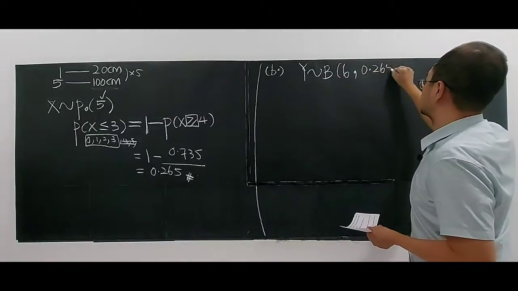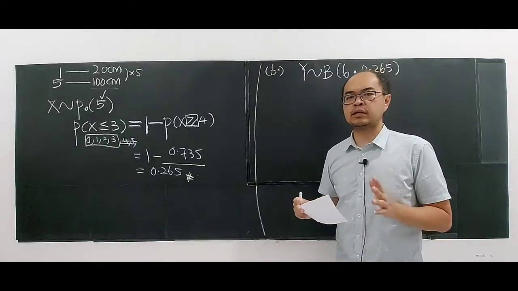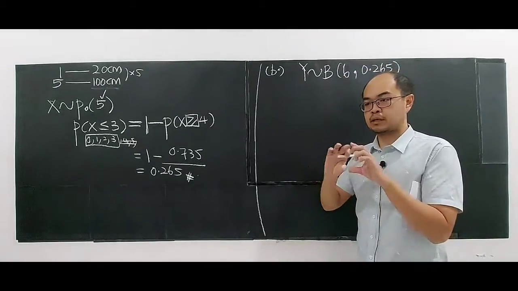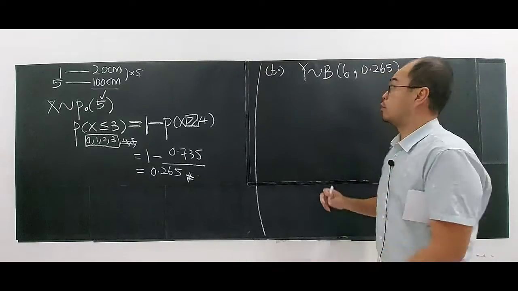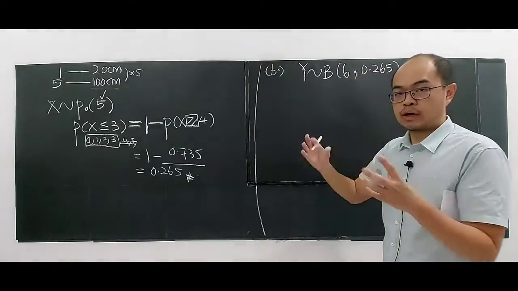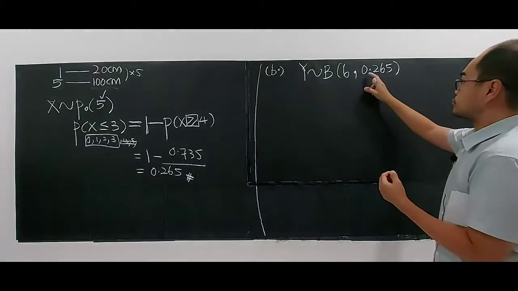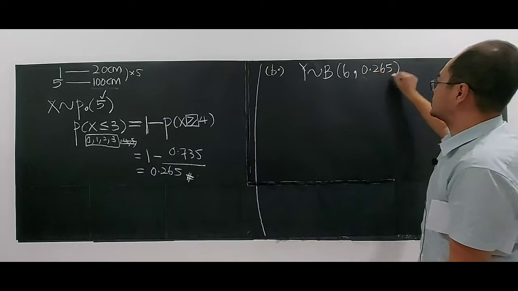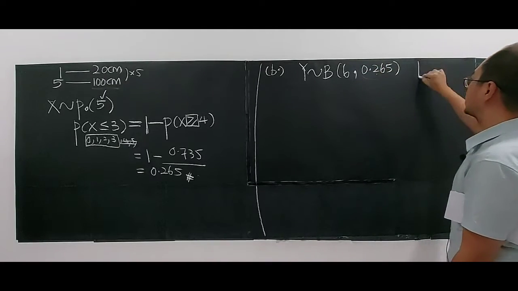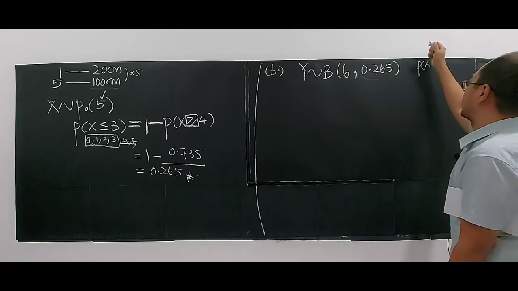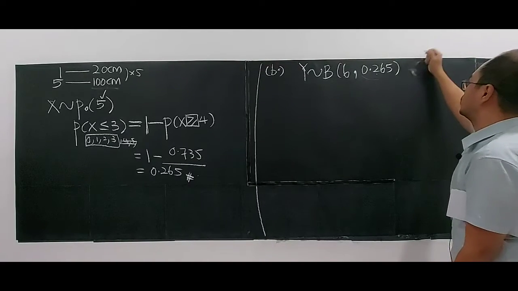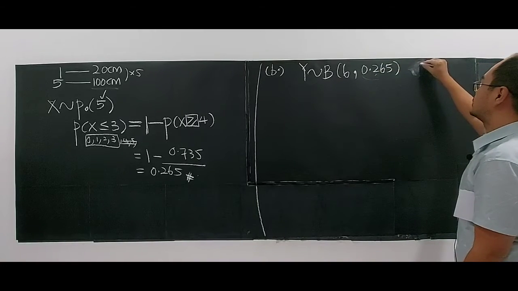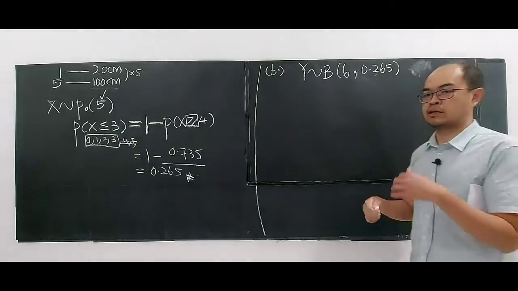Where the probability that a plank contains at most 3 defects is 0.265. What does that mean? You have to think. You got 6 planks, 6 pieces of wood. For 1 plank of wood, containing at most 3 defects has this probability. This is the probability of success. It's considered a good product.